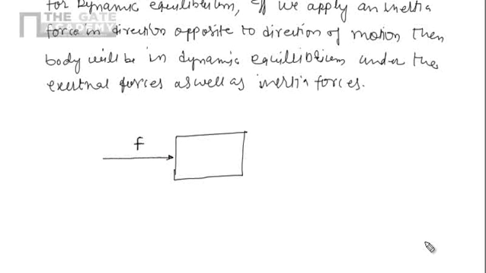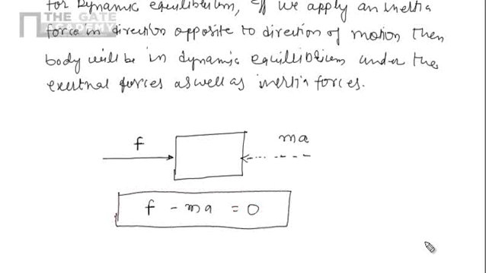Now, if we want this system to be in dynamic equilibrium, then we have to apply an inertia force which will be opposite to the direction of motion, and we know the inertia force value will be mass into acceleration. So I can write F minus ma equals 0. With the help of D'Alembert principle, we can write this equation. It means the net force is 0, so we can say that it is in dynamic equilibrium. So the D'Alembert principle is very useful in solving problems based on kinetics.